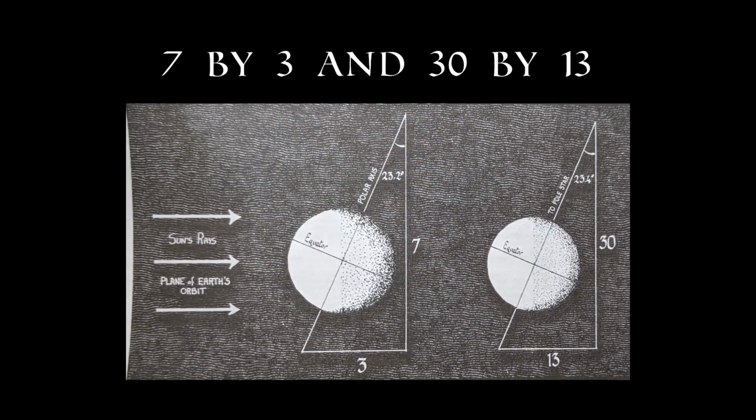This image is from Robin Heath's book, Sun, Moon, Earth. Now, as you can see, he's got these two right-angle triangles, one that's 7 by 3 and the other one that's 30 by 13. And he's shown that in relation to this axial tilt of Earth. The one on the right is more directly accurate for the axial tilt at the moment, 23.4 degrees, if you look up at the angle here. And 7 by 3 is really quite accurate too. It's just very slightly different, 23.2 degrees.